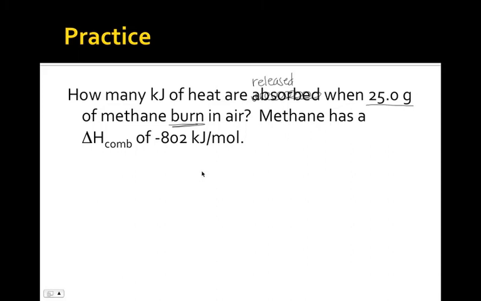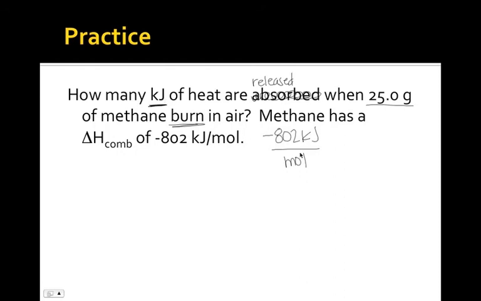So this is one of those questions where you're going, okay, where the heck do I start? Well, ultimately, you know that you want to get to kilojoules. And getting to kilojoules, well, I see kilojoules right here. And anytime you see something per something, you know that that particular number can act as a conversion factor. So if we were to rewrite this as a conversion factor, it'd be negative 802 kilojoules per mole. And so that could be our conversion factor.